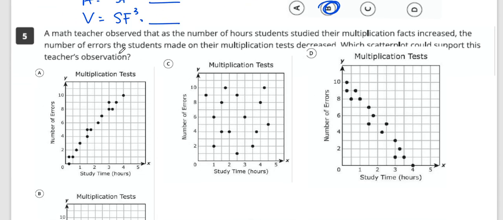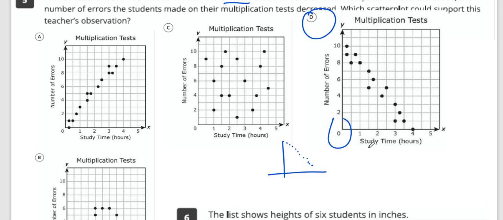Okay, a math teacher observed that the more hours students studied their multiplication facts, the more their scores increased. The number of errors the students made in the multiplication test decreased. So the more they did something, it's like this. It's a graph where the further you go this way, the more it goes down. So it looks like this right here. It's like D. Okay, so the more hours you study, the lower your errors are. So this is a lot of errors because you haven't studied much, but now you studied more. Now these errors decrease, so it's going to be a negative trend.